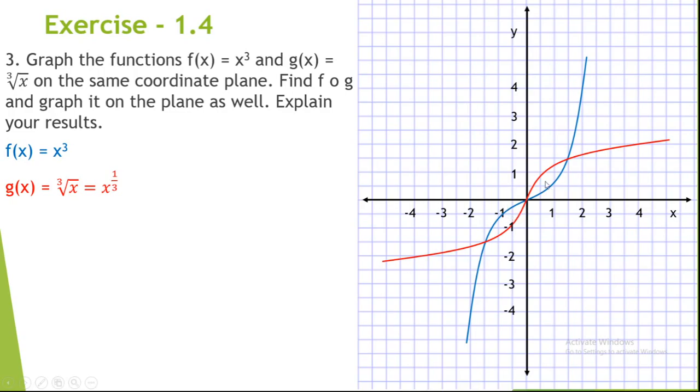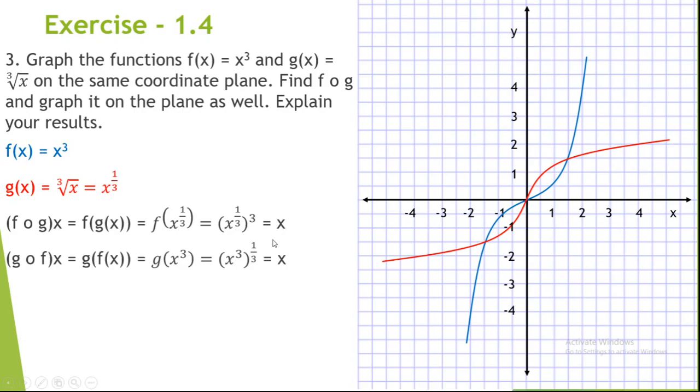Before explaining the result, we have to find f of g, as given in the question. So first we will find f of g of x. What is g of x? It is x to the power 1 by 3, which is put here. So f of x to the power 1 by 3. What is f of x? F of x is x cube. So in the place of x we have to substitute x to the power 1 by 3. Already there is a cube, so the 3 and 3 will cancel. You have got x.